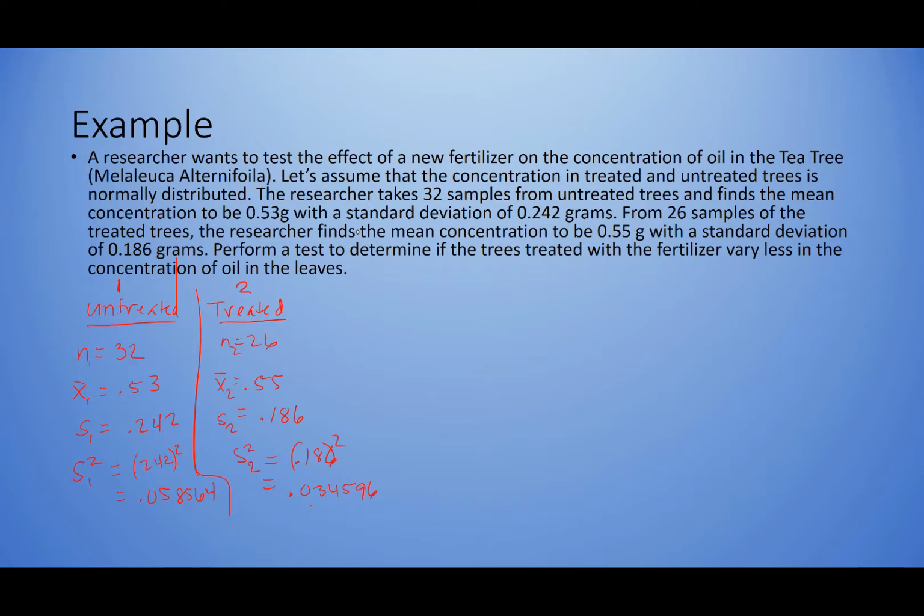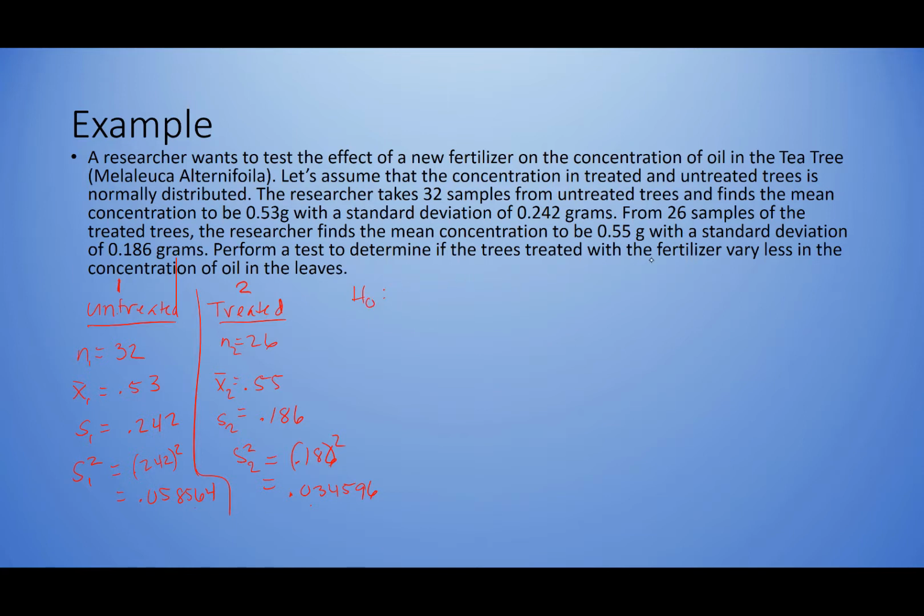All right, so we need to check our requirements. We're going to assume that these samples were simple random samples, and it tells us up here that they are indeed from a normal distribution. And then we're going to assume that our samples are also independent of each other. It doesn't give us anything in the problem to question otherwise, so we're going to go ahead and make those assumptions. So that leads us to writing our null and our alternative hypothesis.